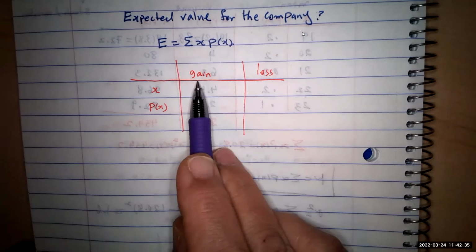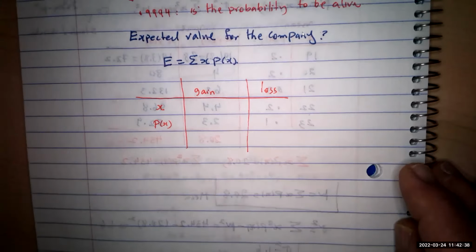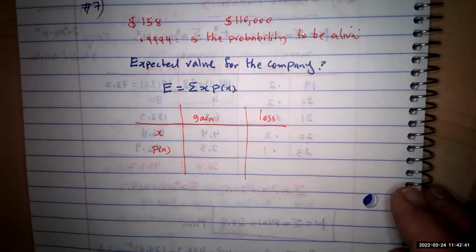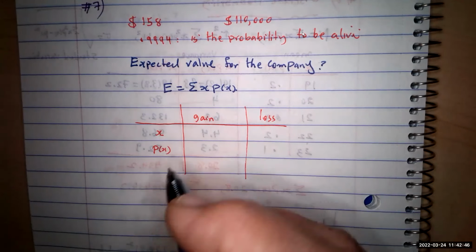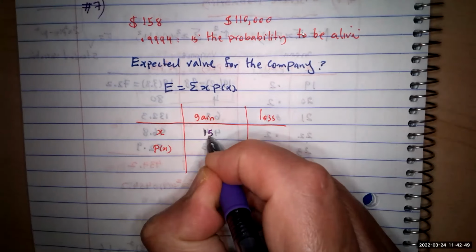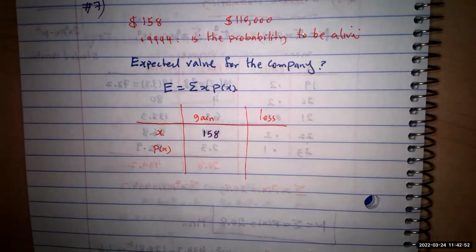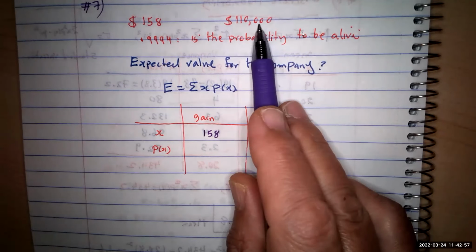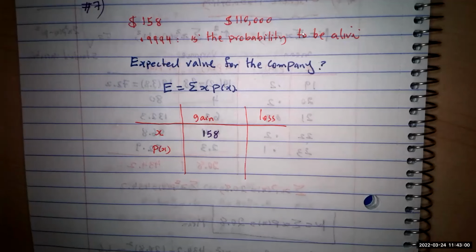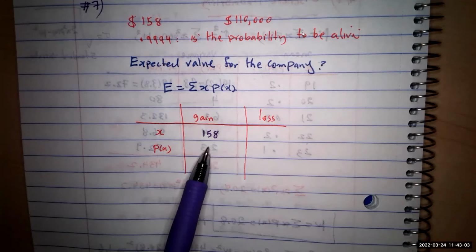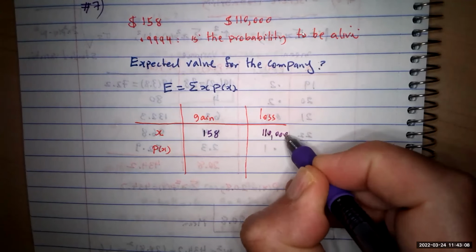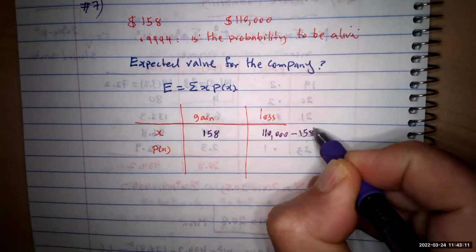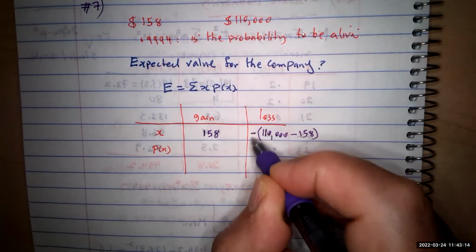You see the gain of the company. The gain of the company is the money that you give to purchase the policy, which is $158. So that will be the gain of the company. Okay, the loss of the company. The company would lose the insurance policy amount, $110,000, but the company already got $158. So the company would lose 110,000 minus 158. Since it's a loss, we already talked about it, you have to identify it by a negative sign.